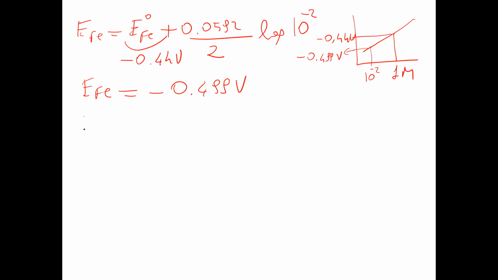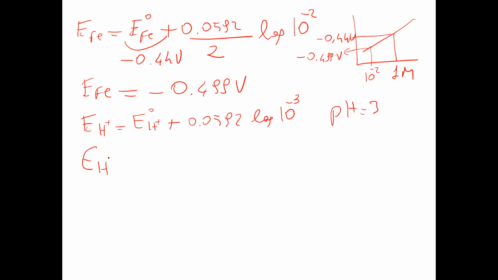And similarly, hydrogen potential can be calculated. This is hydrogen reduction plus 0.0592 and 10 to minus 3. Actually, pH is 3, and the reduction potential of hydrogen drops to minus 0.177 volt.